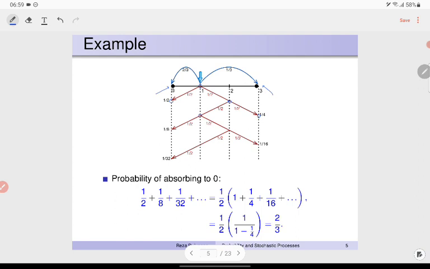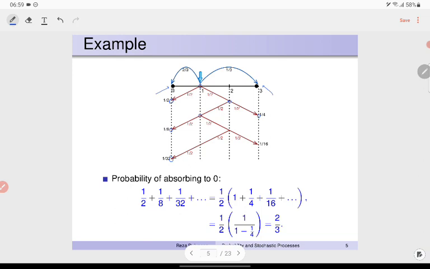We can basically draw all of the possible traces or paths that can be traversed by this object. Of course, the complete path will be unending, but then we can see some patterns. For example, if the question is the probability of absorbing to 0, then we can see that this happens with the summation of these probabilities.